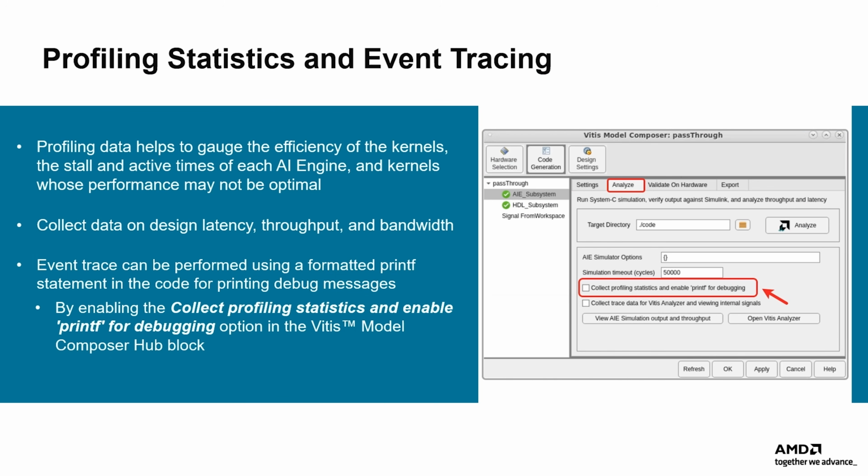You can obtain profiling data when you run your AI engine simulation. Analyzing this data helps you gauge the efficiency of the kernels, the stall and active times associated with each AI engine, and pinpoint AI engine kernels whose performance may not be optimal. This allows you to collect data on design latency, throughput, and bandwidth. You can perform an event trace by using a formatted printf statement in the code for printing debug messages. To achieve this, enable the Collect Profiling Statistics and enable printf for debugging option in the Analyze tab of the Vitis Model Composer hub block.